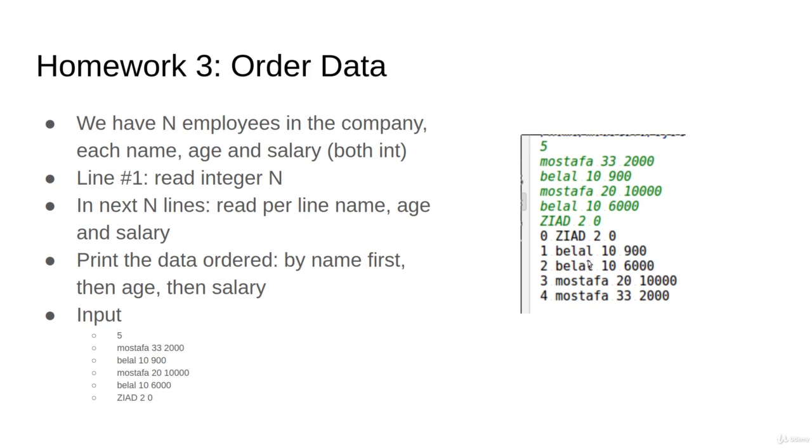If the name is the same, we order second based on the age. So they are also of the same age. If they are of the same age, we order third based on the salary, which this guy is smaller than this guy. Here Mustafa and Mustafa, they are duplicates, but Mustafa 20 is smaller than Mustafa 33.